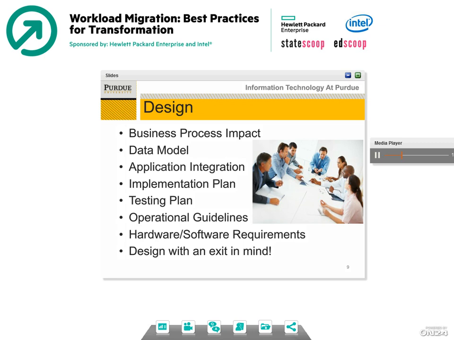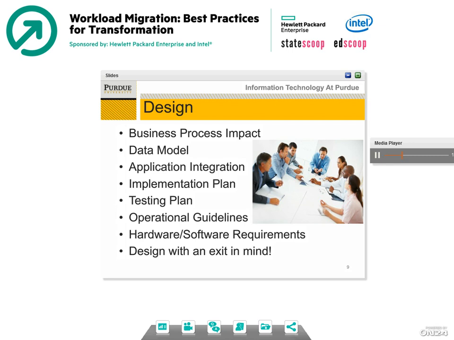Maybe the most important thing on here, the hardware, software, some of those other components, the most important thing in our design is design with an exit in mind. What happens if the relationship goes sour? What happens if the platform isn't performing? How do we back out of this? We go in with a design thinking we're going to be out in a year or 2 or 3, and what would that look like, and how would we design differently if we thought we were going to have to back out in the short term.